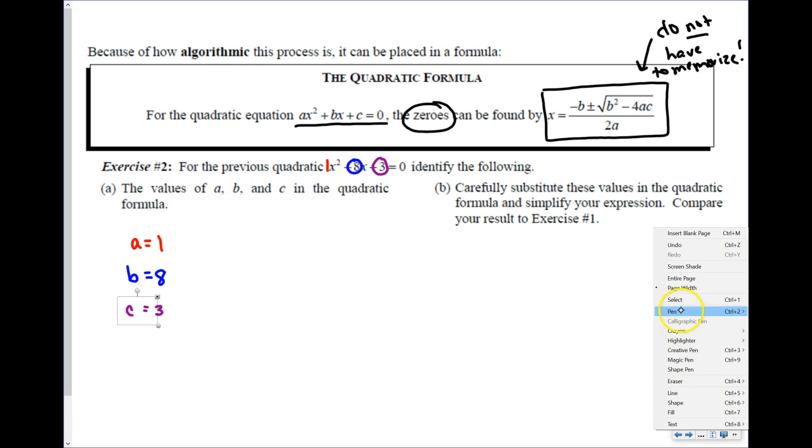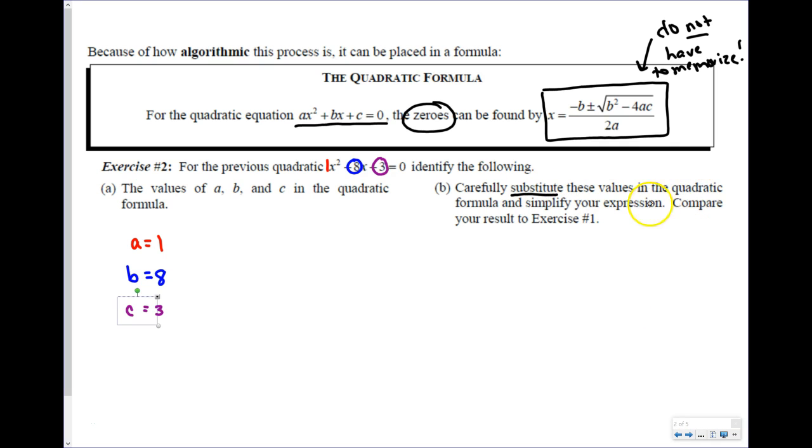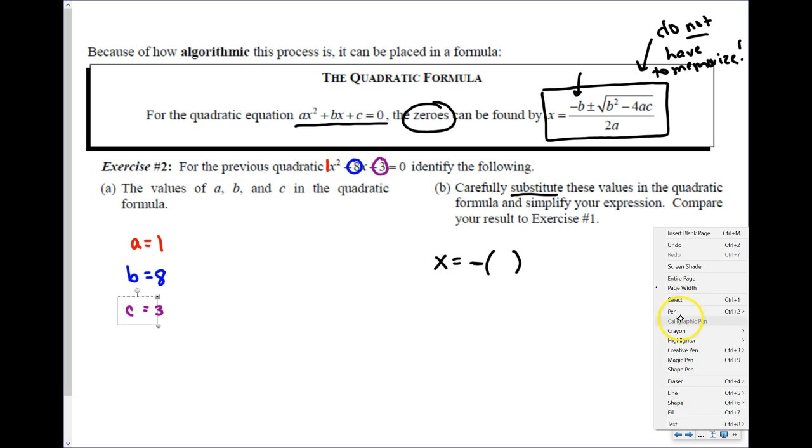Okay? So now that I have all of my a, b, and c defined, now all I have to do is substitute them into the formula. Okay, so I'm going to carefully substitute these values into the quadratic formula. So I'm going to start by writing x equals, the first part here says negative b. So I'm going to put minus sign, and then I'm going to put b in parentheses. What is my b value? Well, I just determined that b is 8. So I'm going to plug in 8 for b.